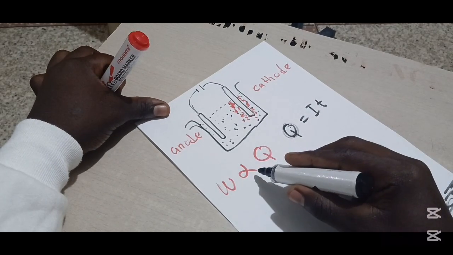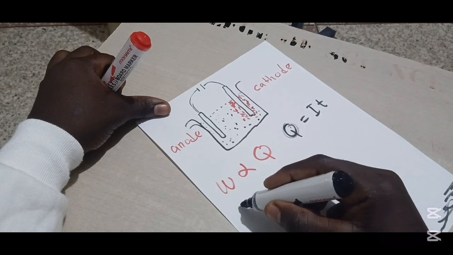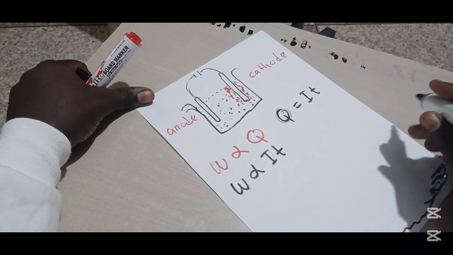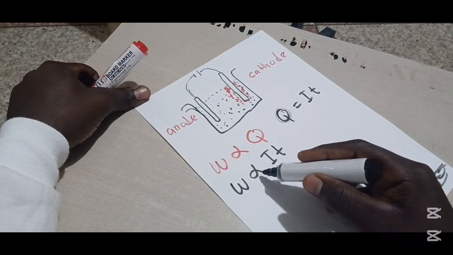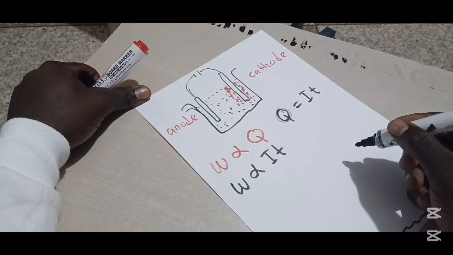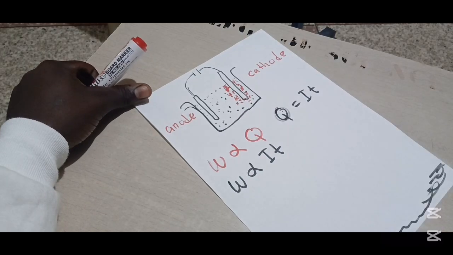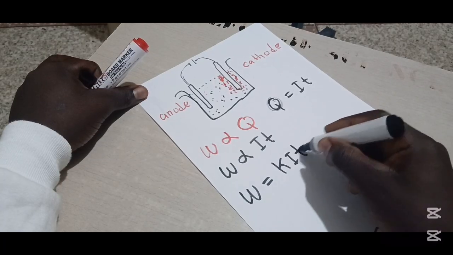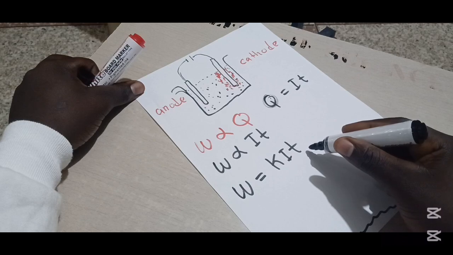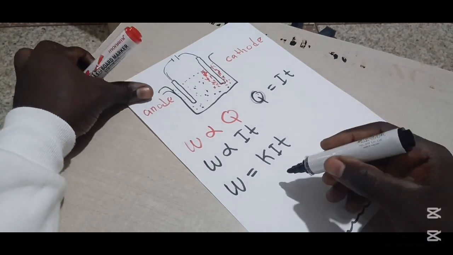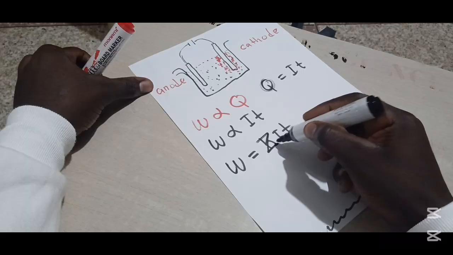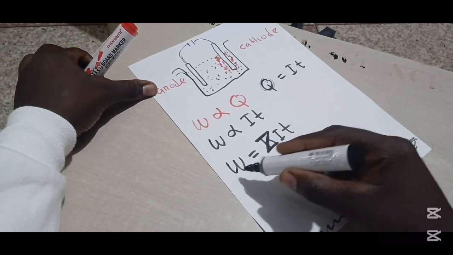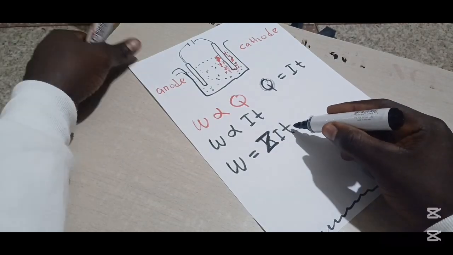So replacing charge by IT, we get W directly proportional to IT. Because we want to remove the symbol for proportionality, we have to introduce a constant, and that constant is going to be Z. So our W is now equal to ZIT. Our Z here is a term that we need to look for.